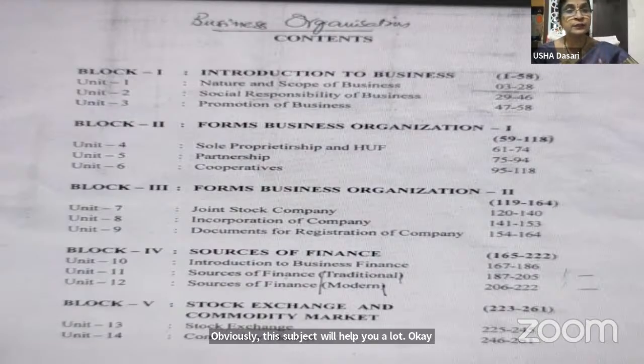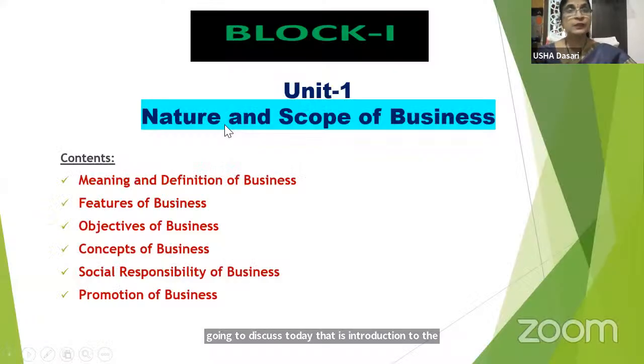So in block number 4, you are going to discuss how to procure the finance. Next, block number 5 is stock exchange and commodity market. We are going to discuss that. Now today, hope you have seen the syllabus. Coming to the first block, introduction to business, in this block totally there are 3 concepts.